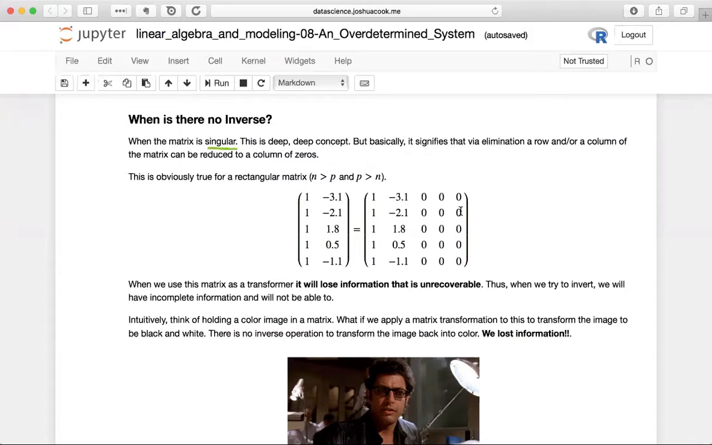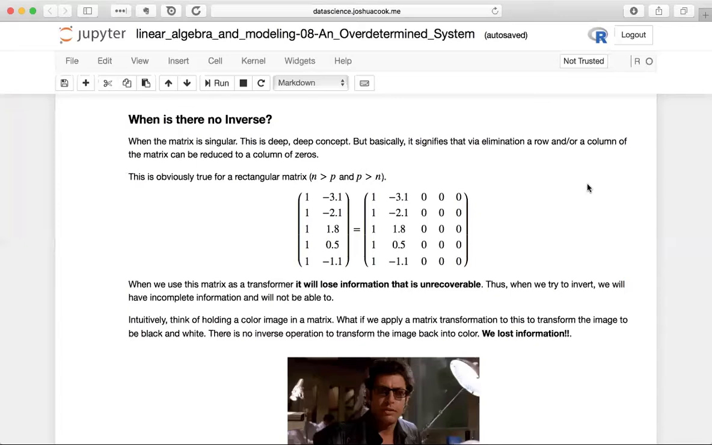So basically what it means is we can take this matrix and on some level change it into a square matrix that's got a bunch of columns or rows of zeros. So a matrix with 5 rows and 2 columns is the same thing as a matrix with 5 rows and 5 columns where 3 of those columns are zeros. So whenever you have a matrix with n greater than p or p greater than n, more rows than columns or more columns than rows, then you are going to have either some rows that are all zeros or some columns that are all zeros.